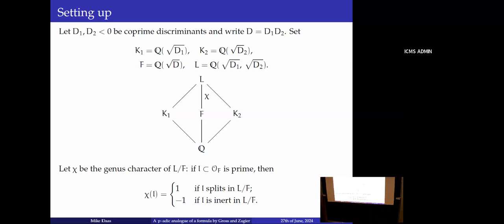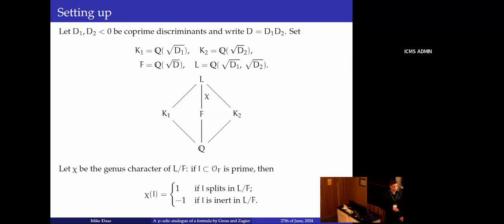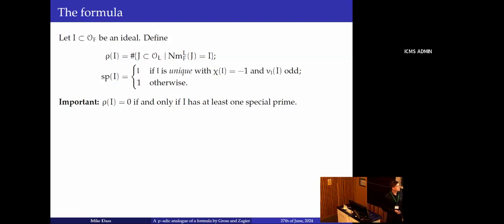Now, I want to introduce a tiny bit more notation because I'll be talking about the result by Gross and Zagier from the 1980s that I'm sure many of you know. But to state it, I need this function rho of I, which takes an ideal of F and outputs the number of ideals of L above it whose norm is equal to I. I also need this slightly more refined notion, SP of I, which I call the special prime of an ideal. It's not standard terminology, but it makes things easier to talk about.